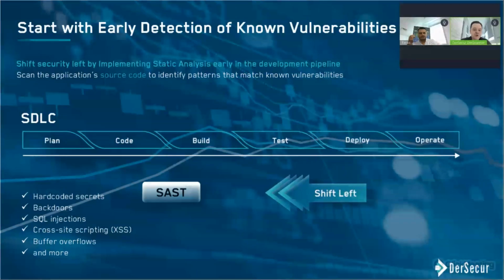So this approach is called shift left. We start testing applications early in the development pipeline. It's easier because the application is not released yet, and it's easier and cheaper for you to fix those issues and then release a secure application that doesn't have any vulnerabilities in it.